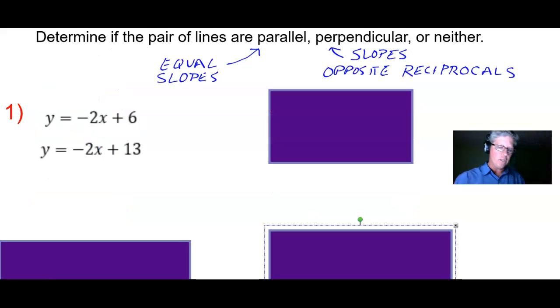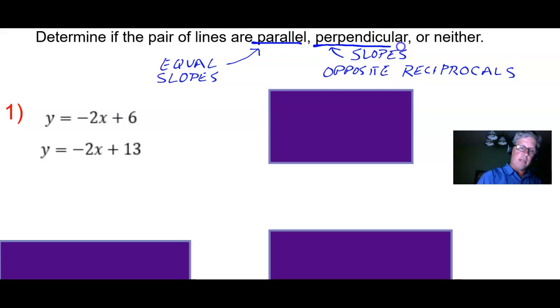All right, so obviously you're going to be asked, given these two lines, do we know if they are parallel, are they perpendicular, or are they neither? So I'll remind you, if they have equal slopes, they are parallel. If the two slopes have that opposite reciprocal notion, they are going to be perpendicular. And of course, if they don't have it, they are neither.